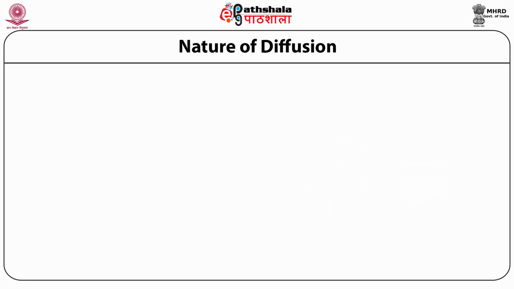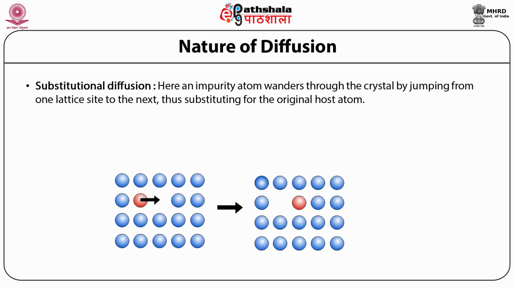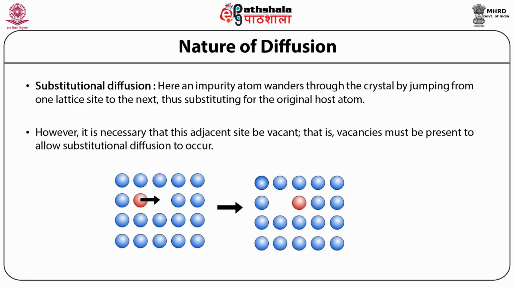Impurities such as sodium and lithium move in the silicon by this mechanism, and it is schematically shown in this figure. Next one is substitutional diffusion. So here an impurity atom wanders through the crystal by jumping from one lattice site to the next, thus substituting for the original host atom. However, it is necessary that this adjacent site be vacant, that is, vacancies must be present to allow the substitutional diffusion to occur.